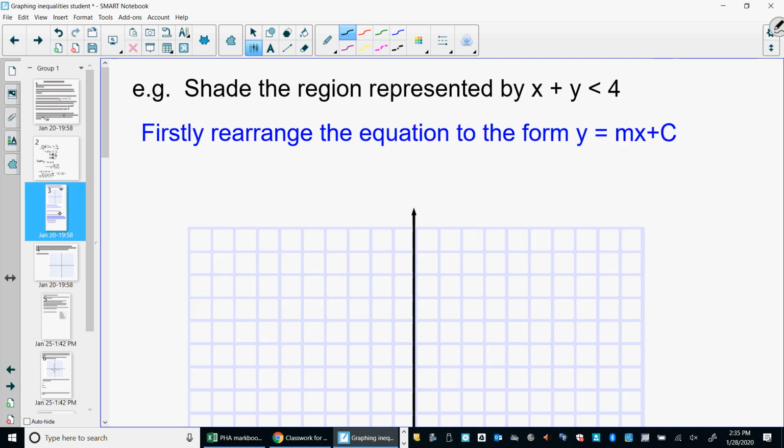So, here we go, we need to shade the region represented by x plus y is less than 4. First of all, we're going to rearrange that so it's in the y equals format. In other words, the y is on its own. So how would I do that? What would it become?